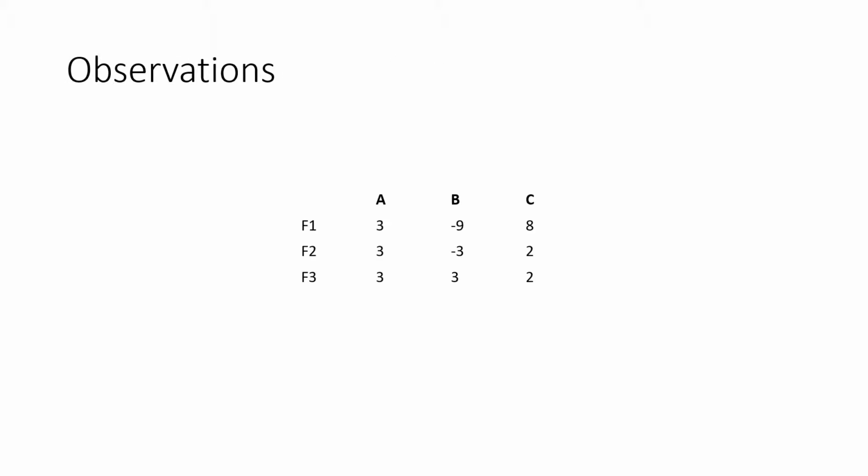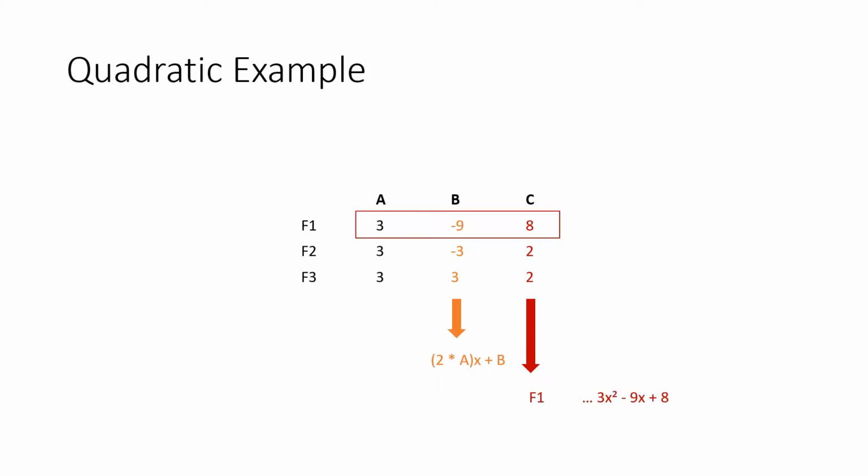Observations. If we arrange these functions in a matrix, the first column is constant. The second column is linear. And the third column is quadratic. So the first column is 3. Second, 2ax plus b. And the third is 3x squared minus 9x plus 8. An important detail to notice is that this is the same as the original data column.